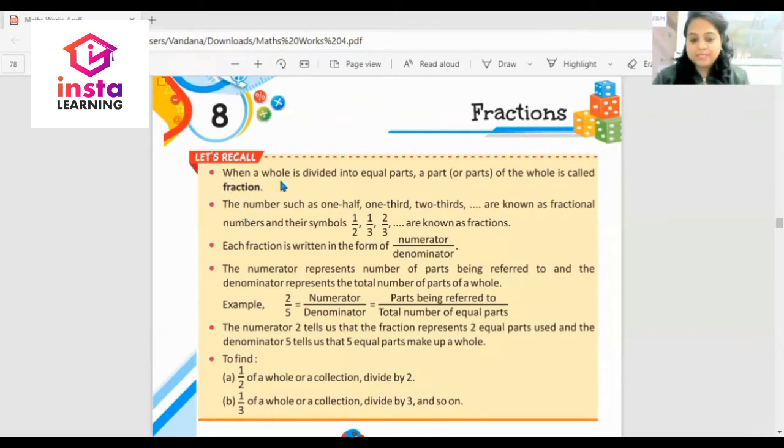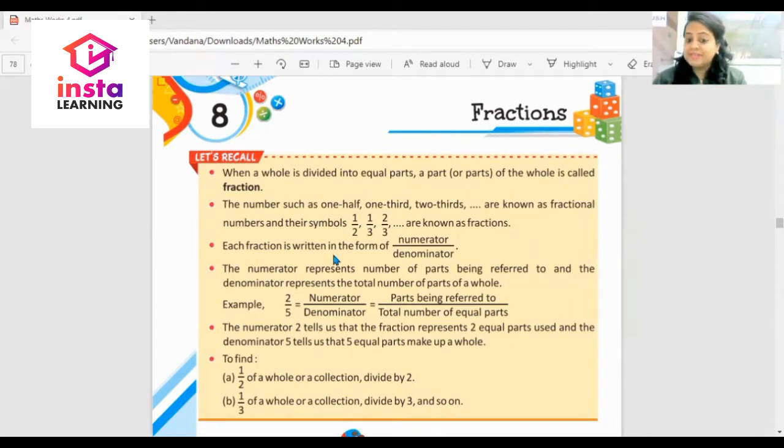When a whole number is divided into equal parts, a part of the whole is called a fraction. And numbers such as 1/2, 1/3, 2/3 are known as fractional numbers, and their symbols 1/2, 1/3, 2/3 are known as fractions. Okay, got it? Yes.